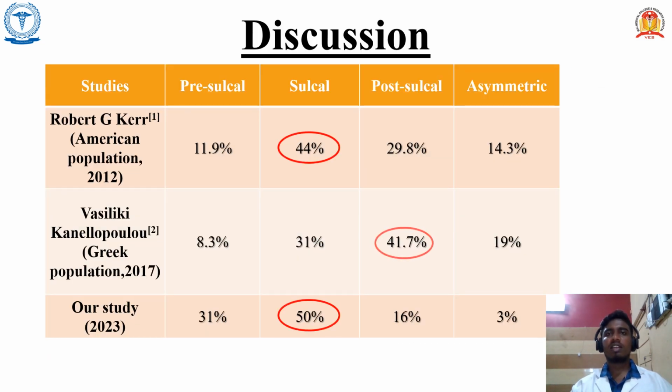Discussion. Carreta's study on the American population showed the highest variation of sulcal variety, 44%. Kalinopoulos' study on the Greek population showed the highest variety of post-sulcal variety, 41%. Our study on the South Indian population showed the highest variety of sulcal variety, 50%.